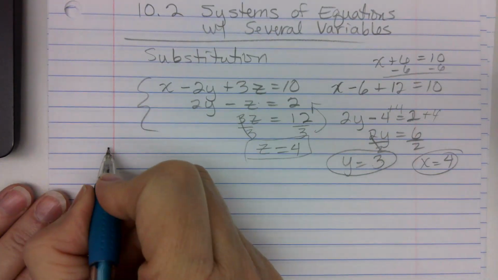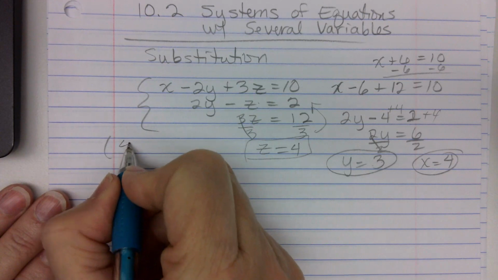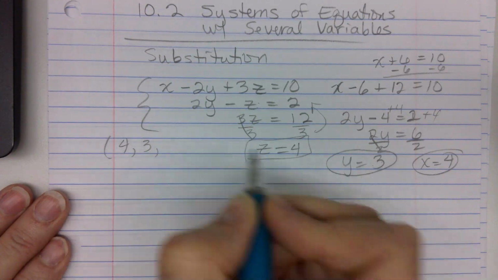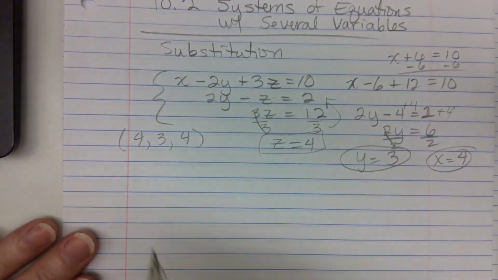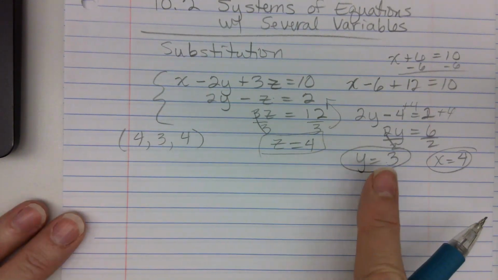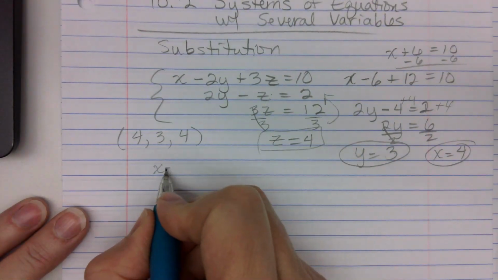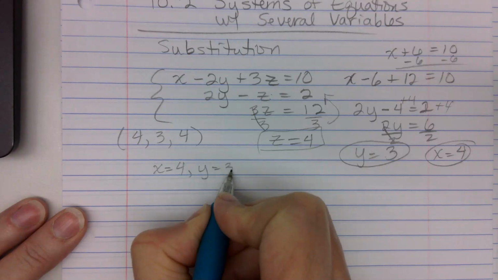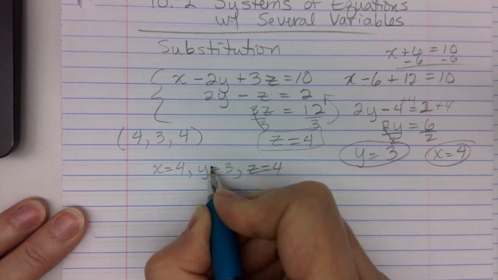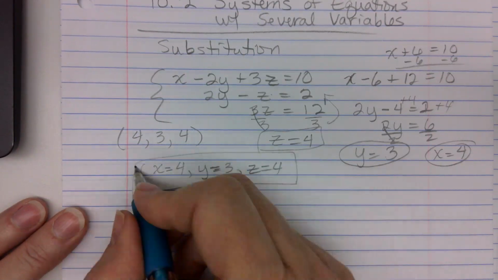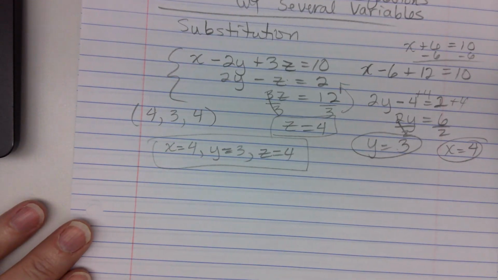So, the ordered triple would be 4, 3, 4. Guys, I'm fine if you just list x equals 4, y equals 3, z equals 4, but I'd rather you do it in order so that it will be easier to check.